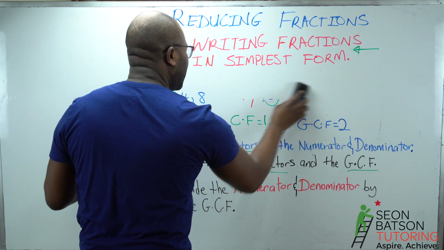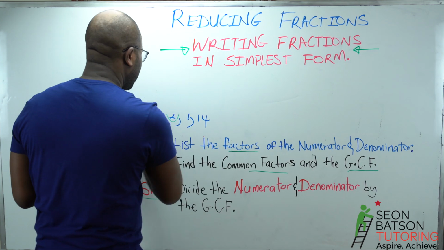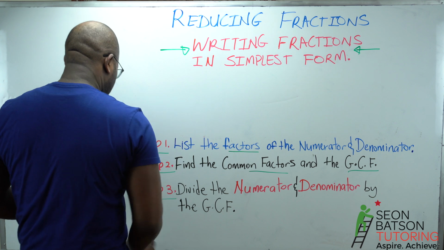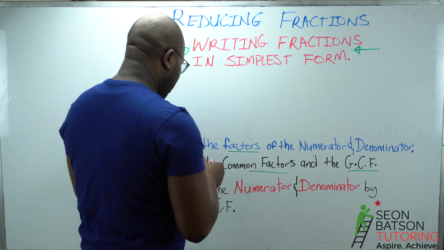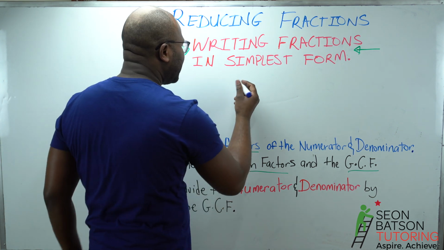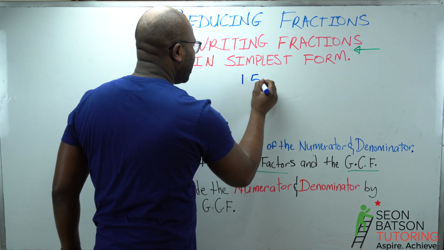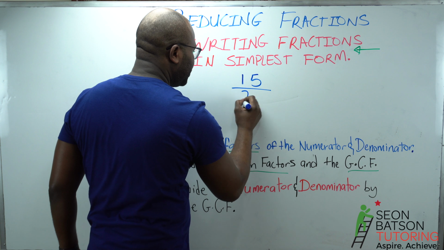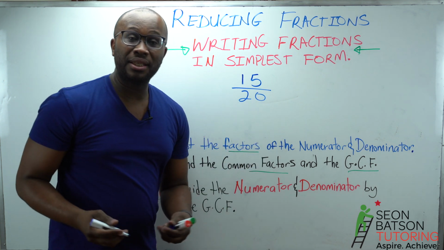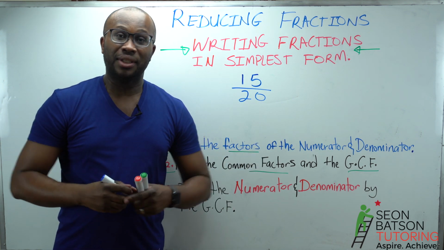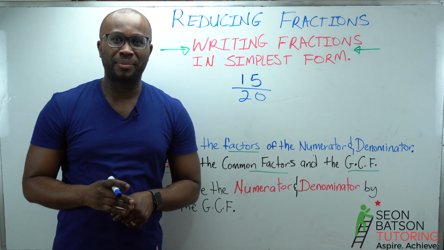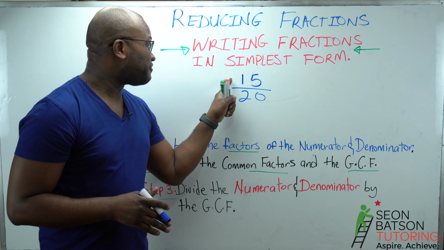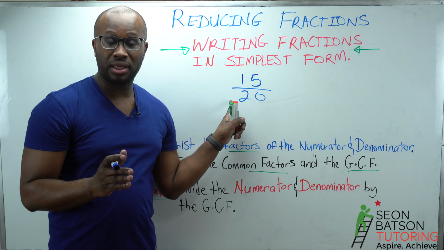Now, I am going to give you a chance to try one on your own, because I know you are waiting there trying to prove to your mom or your dad or your auntie or your uncle, your babysitter, your grandparent that you have this concept. So now I'm going to give you a chance to write 15 over 20 in simplest form.